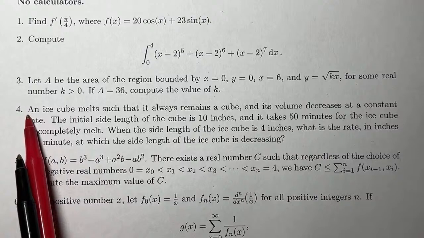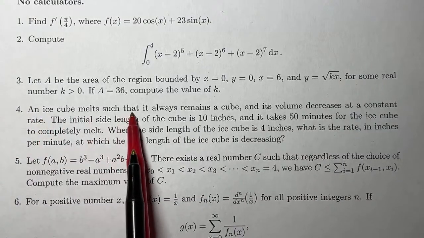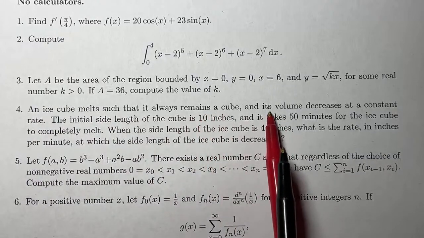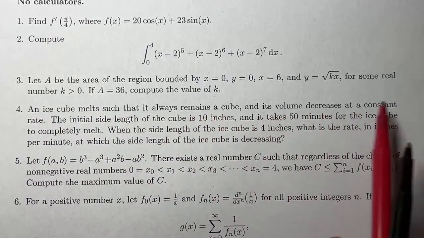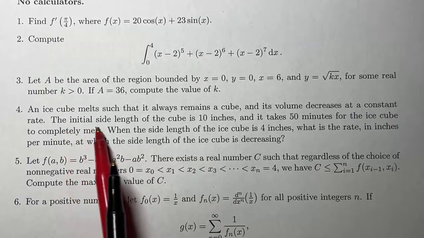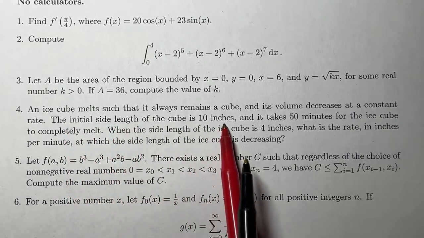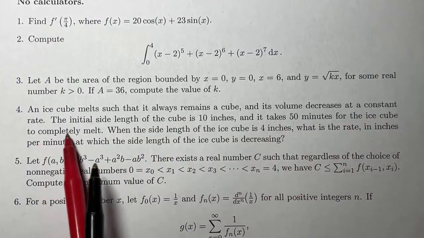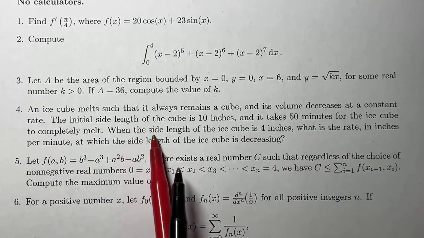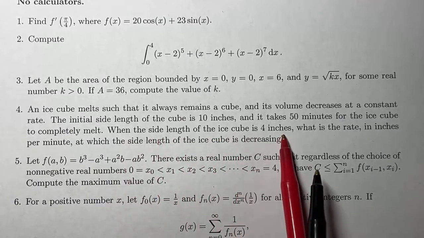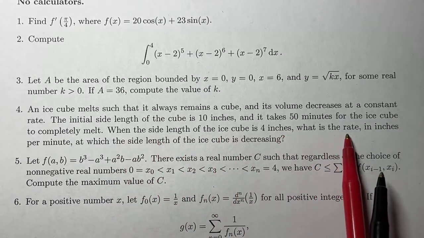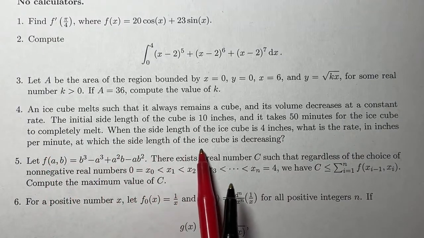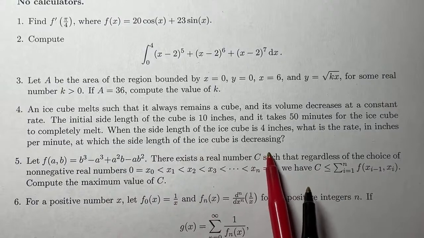It says an ice cube melts in a way such that it will always remain a cube, and its volume decreases at a constant rate. Initially, each side length is 10 inches. It takes 15 minutes for the ice cube to melt completely. When the side length of the ice cube is 4 inches, we would like to know the rate, in inches per minute, at which the side length of the ice cube is decreasing.